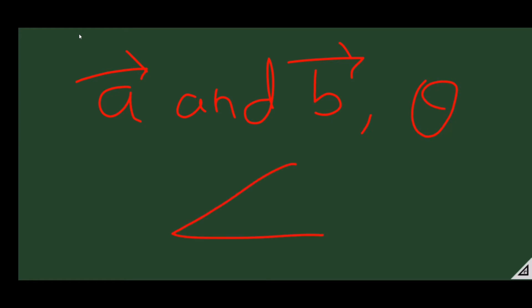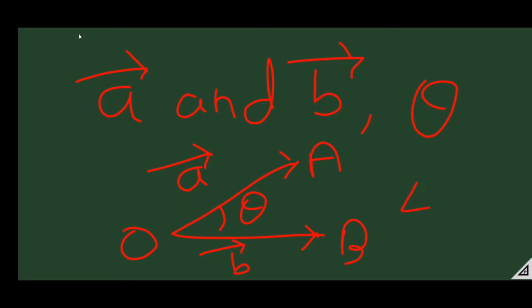Let's start to study cross product of two vectors. Suppose A vector and B vector are two vectors, and suppose the angle between these two vectors is theta as shown in this figure. Here is A vector in this direction, which is represented by OA straight line, and another B vector, represented by OB straight line. The angle between these two vectors is theta. That means angle AOB equals theta.